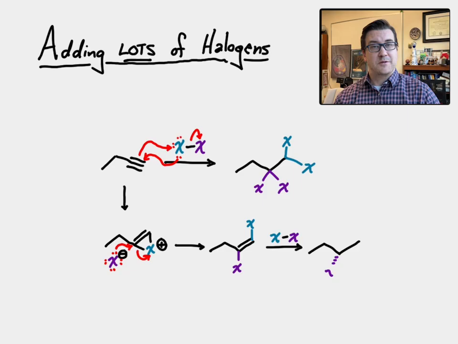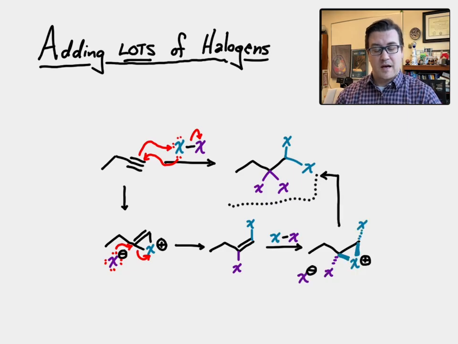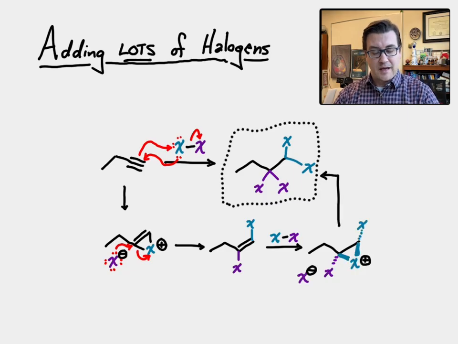This goes on to react with another equivalent of the halogen, like Br2, to give you another bromonium ion, or halonium ion, and this again is trapped by the X minus in this case to give you your final product where you have complete halogenation of your alkyne.